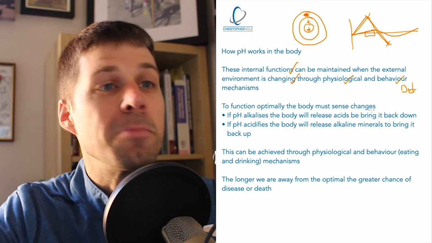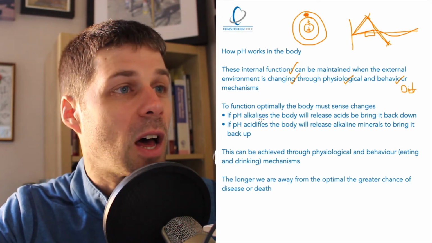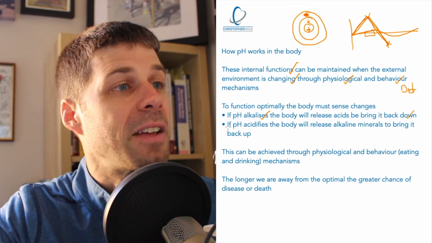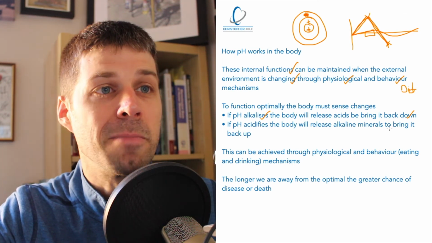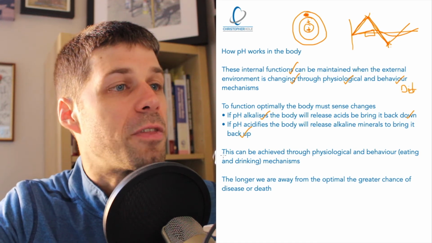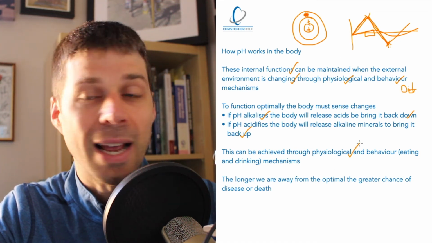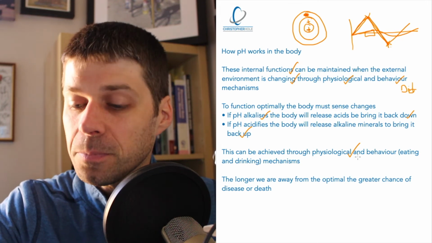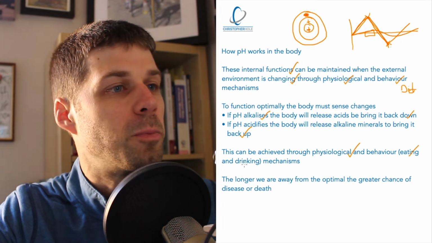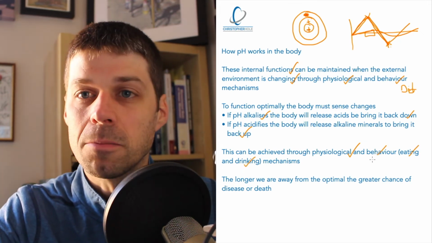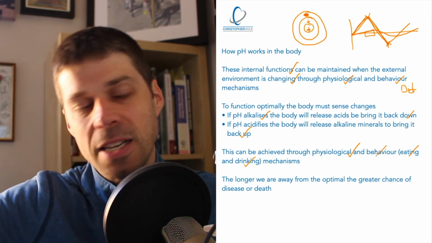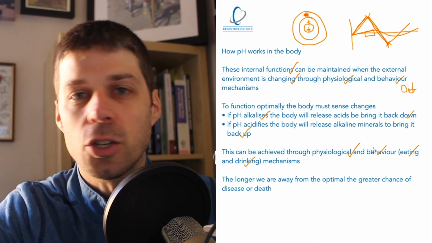So to function optimally, the body must sense change. If pH alkalizes, the body will release acids to bring it down, which is essentially all I've explained so far. And if the pH acidifies, the body will release alkaline minerals to bring it back up, again, which is this mechanism here. So there are physiological mechanisms within the body that do that. But if there's too much acid or alkaline going in, which could be eating and drinking, which is more the behavioural mechanisms, again, that can override the body's physiological mechanisms. Now, there are different mechanisms within the body, which I will talk about in a future tutorial.